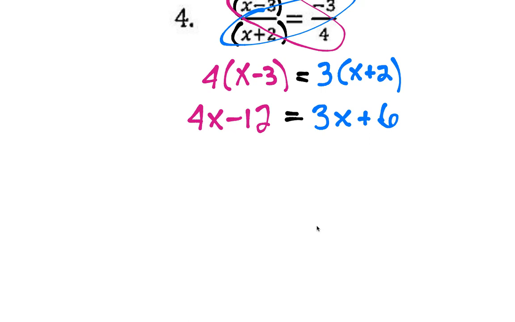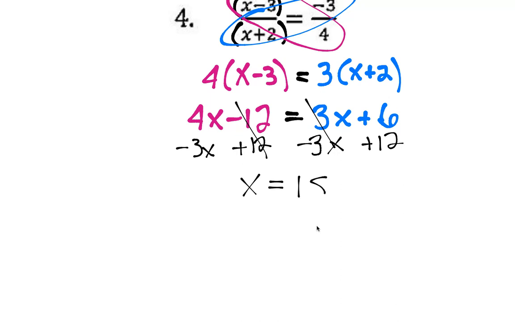So I'm going to get the x's on the same side. I'm going to bring the 12 to the other side. So that cancels out. That cancels out. We have x equals 18. 4x, take away 3 of them, gives us 1. 6 and 12 gives us 18.